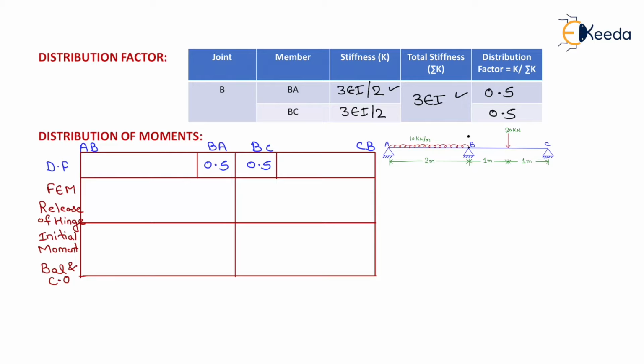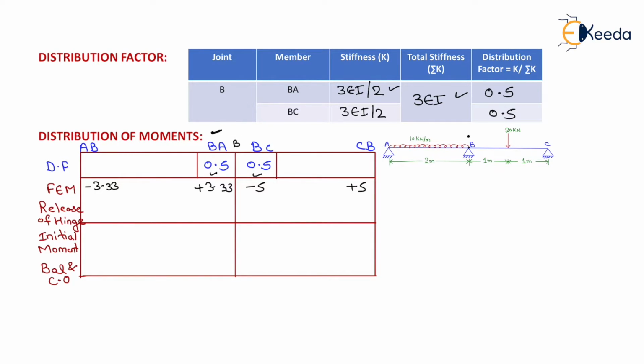So we need to distribute the moment. For the distribution of moment, we need to form a table like this, which is shown here. Now at support B, there are two members, that is BA and BC, whose distribution factors are 0.5 and 0.5, so we write the distribution factors as 0.5 and 0.5. Now the fixed end moments which we have already calculated need to be written here, that is minus 3.33, plus 3.33, minus 5 and plus 5.